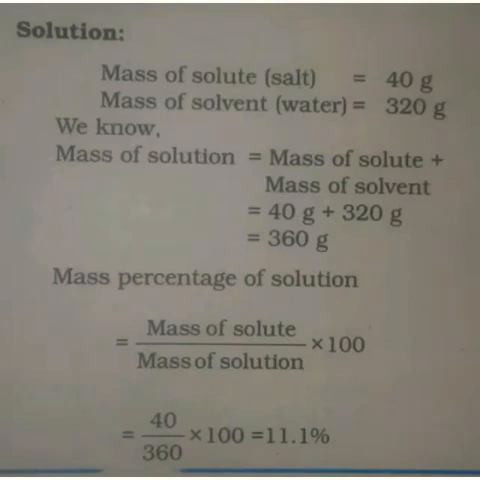From the question it is clear that mass of the solute, that is common salt, is given, that is 40 gram. Mass of the solvent is equal to 320 gram. It is not the solution. So next step is you want to find mass of the solution, that is equal to mass of solute plus mass of the solvent, that is 40 plus 320 grams, you will get 360 gram. Then you want to substitute the value in the equation, mass of the solute by mass of the solution into 100. So you will get the value 11.1 percentage. Depending on the terms given in the question, you want to select the equations.